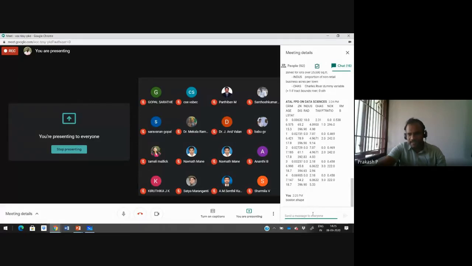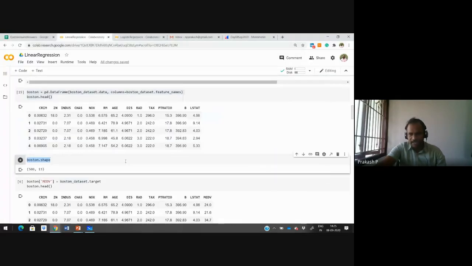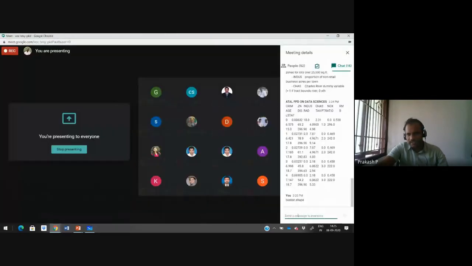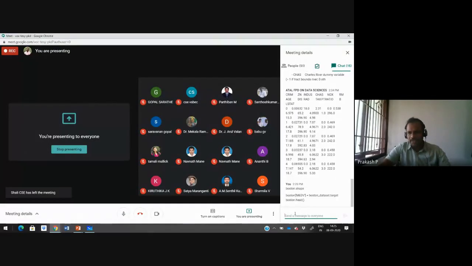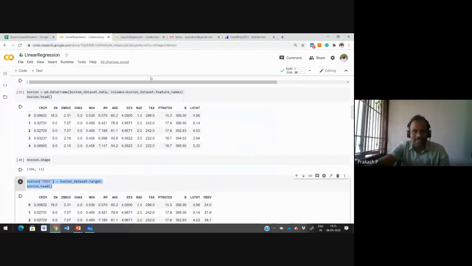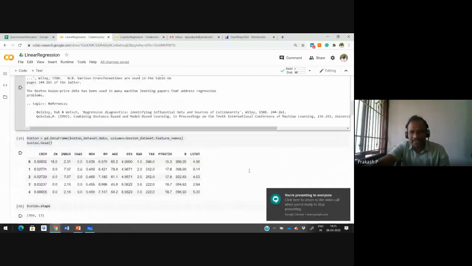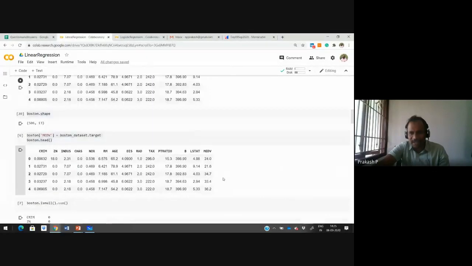It will have LSTAT. But the thing is, it is not including a target. So what we are trying to do is include a target, MEDV. MEDV is the median value of the owner-occupied house in dollars. So that should be the target.